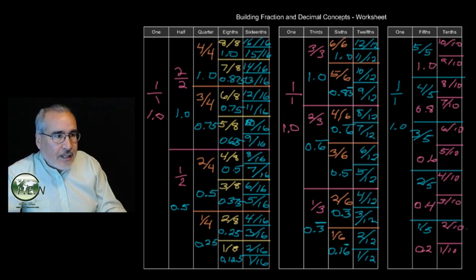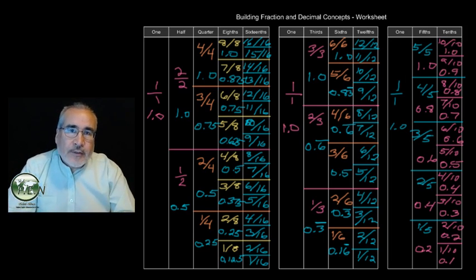And the tenths are based on our decimal system, really easy. 1 divided by 10, 0.1. 2 divided by 10, 0.2, equivalent to 1/5. 3 divided by 10, 0.3. 4 divided by 10, 0.4. 5 divided by 10, 0.5. 0.6. 0.7. 0.8. 0.9. And finally, we're at 10/10, which converts over to 1.0.